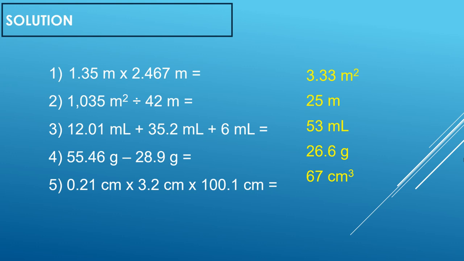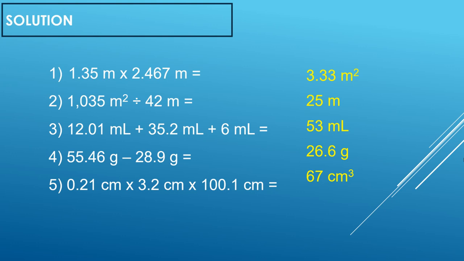Number 3, we are adding those together. So remember, this is the least number of decimal points, and 6 is the least number of decimal points. So we're going to round our answer to 53. Number 4, we're subtracting. So again, least number of decimal points, which is through the 10th place. So in this case, we're going to round to the 10th place.